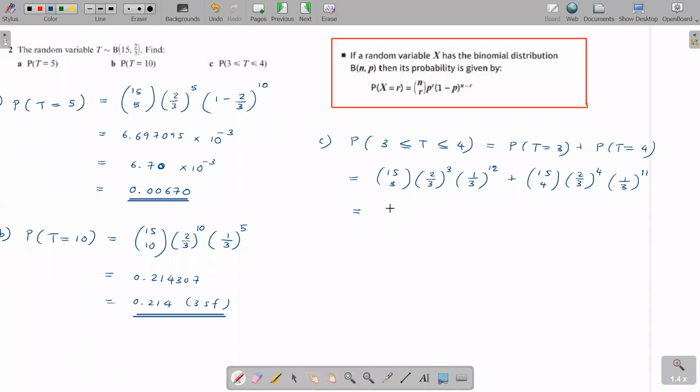So we get here 1.775744501 into 10 to the power minus 3. Okay, so you need to type this in the calculator. So correct to 3SF, 1.78, isn't it? Or in other words, 0.00178 correct to 3SF. This is clear?